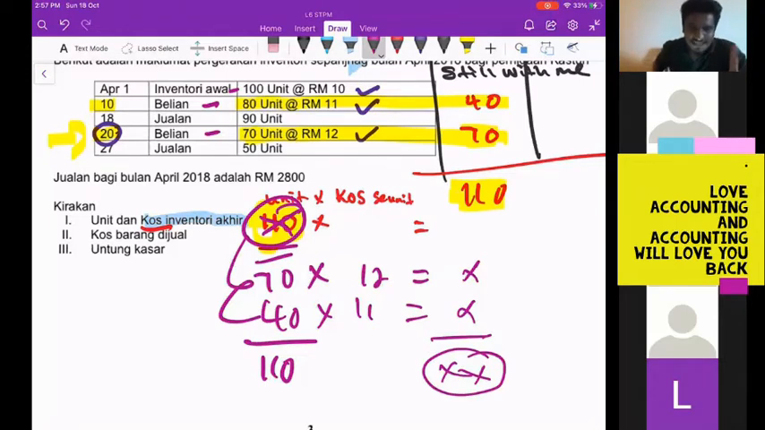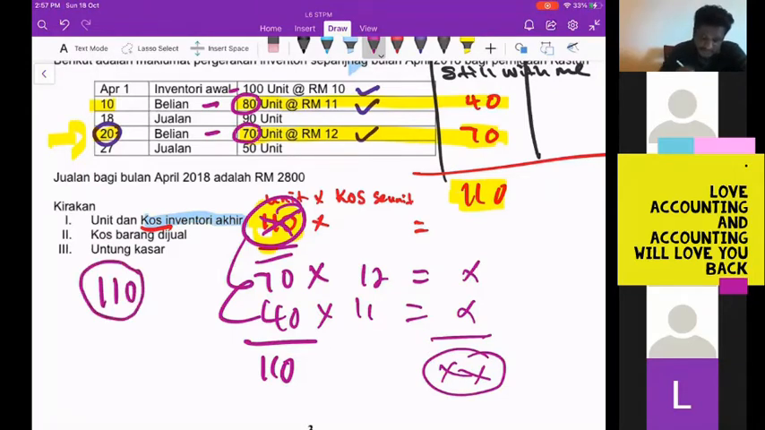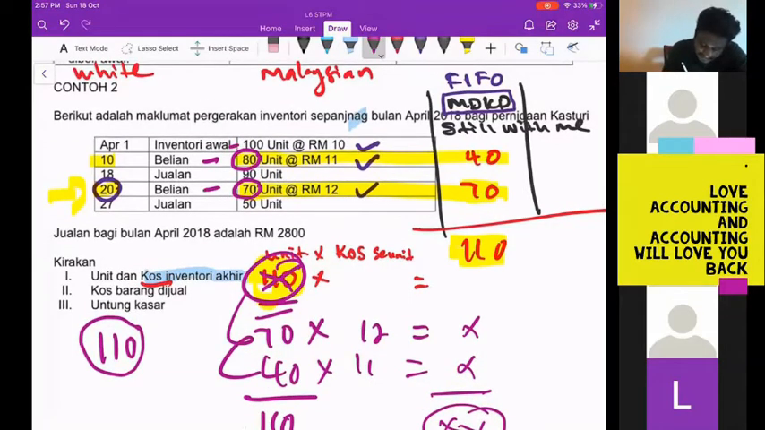Okay, before that, do you understand that you bought 80 units and you bought 70 units? So now the ones that you haven't sold are 110. Which 110 have you not sold? The 70, the latest one, all of this you haven't sold. So this 110, I minus 70. The balance is 40. The one that you haven't sold is from where?